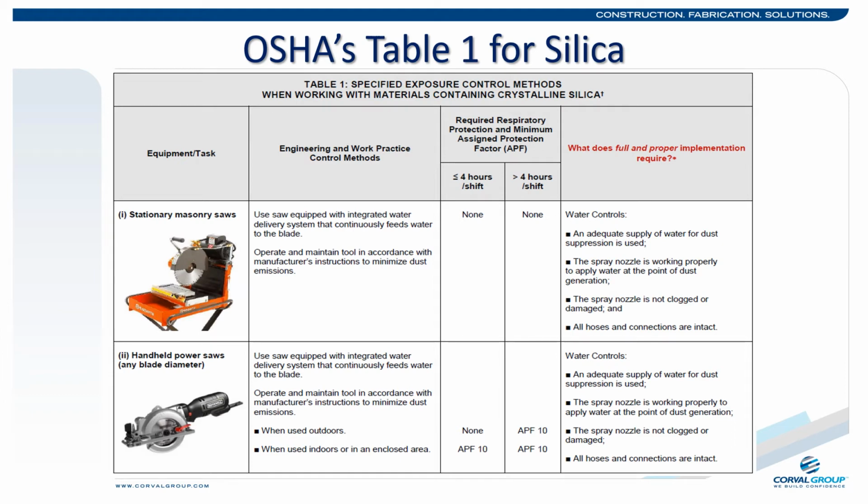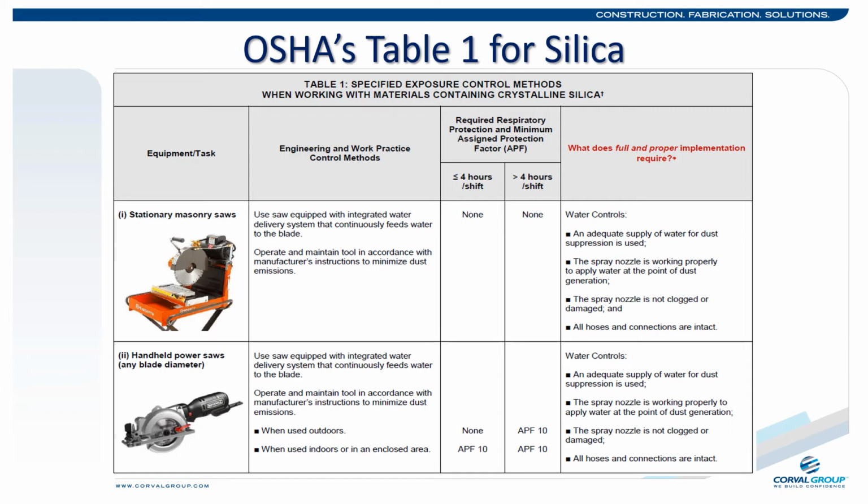The first step is to find the equipment or task in column 1 that identifies the work you will be performing. Column 2 will help determine the engineering and work practice control methods to prevent an exposure. There are typically differences when the work is to be conducted indoors as compared to outdoors.